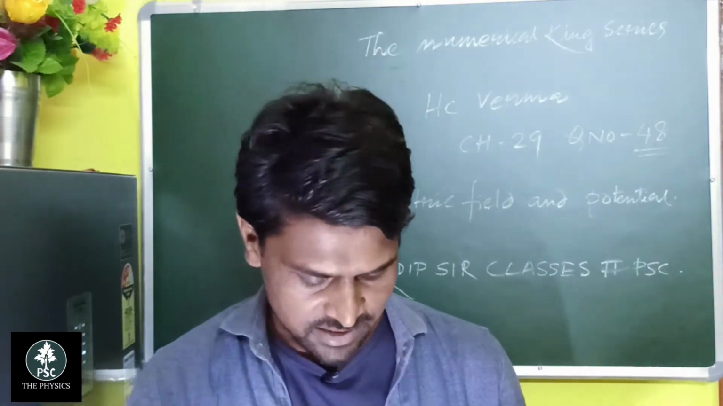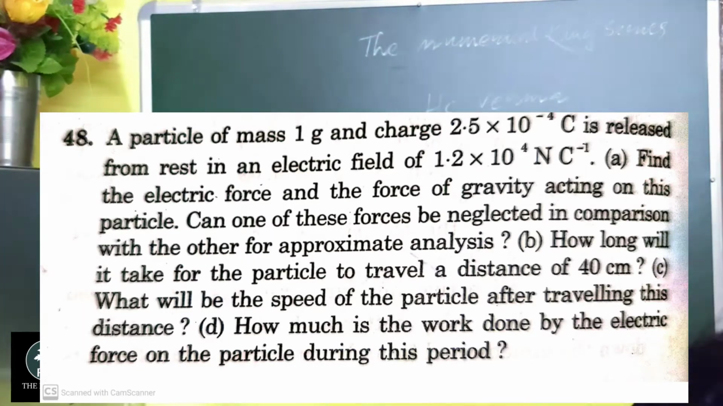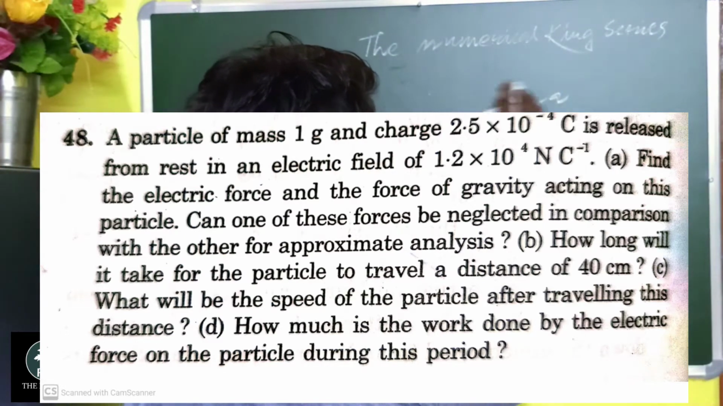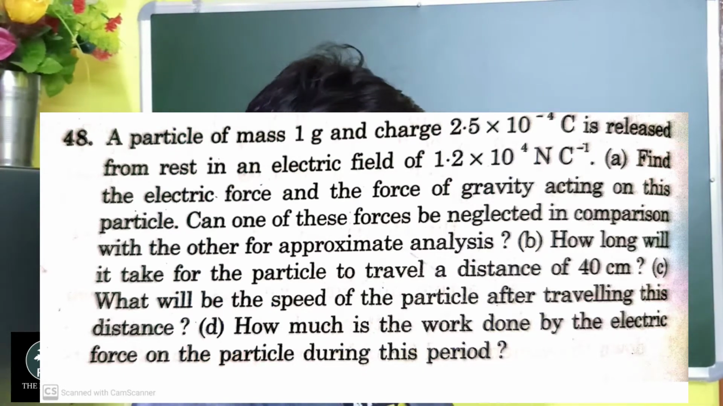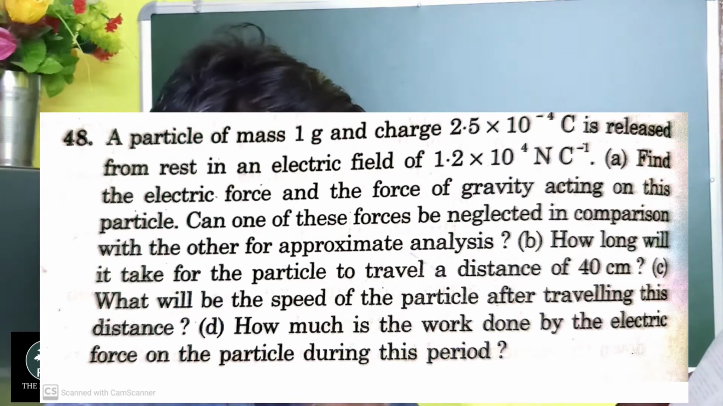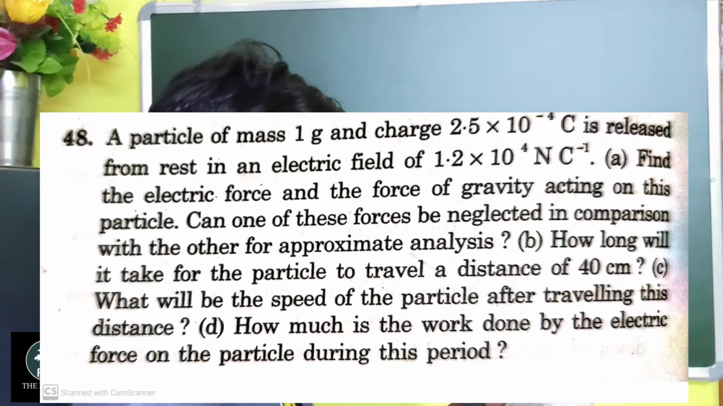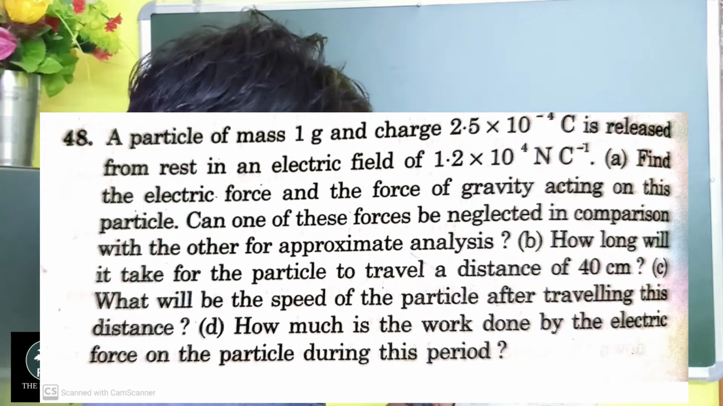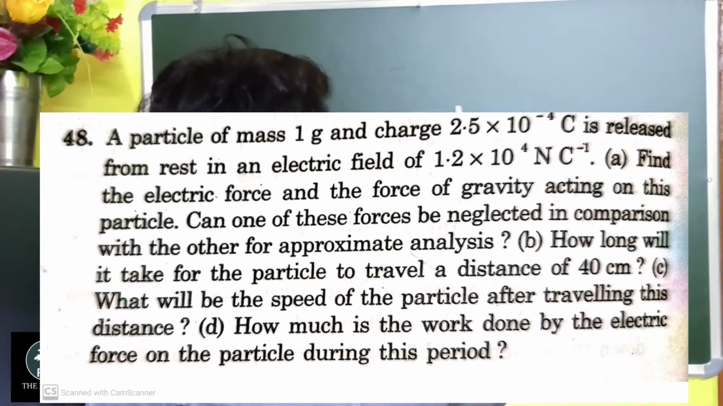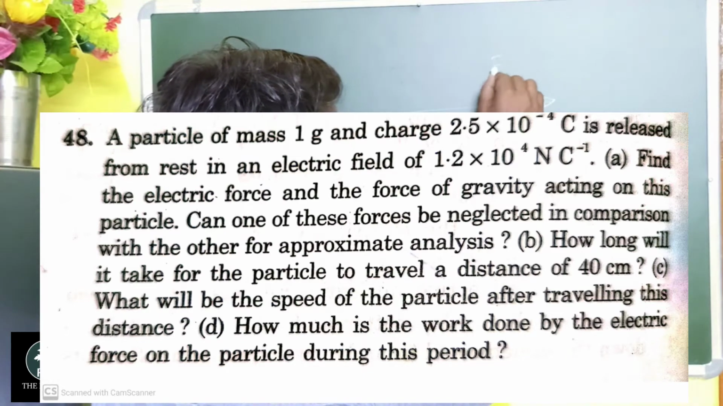So let's start with question number 48. First of all, students, write down the question and pause the video, then if it is possible, see the answer. Question 48: a particle of mass 1 gram and a charge is released from rest in an electric field. This is the electric field, and its value is also given.